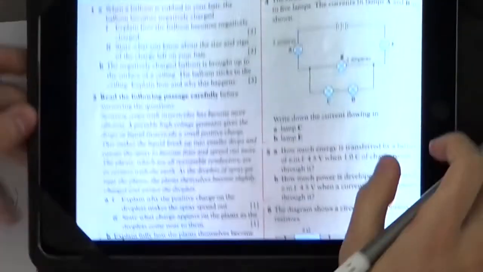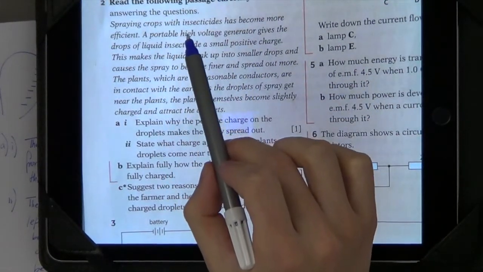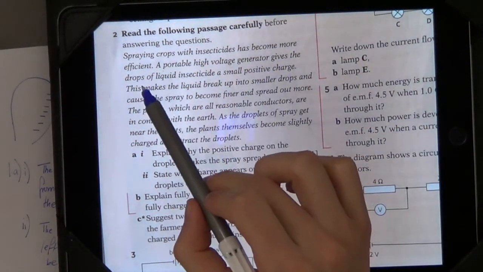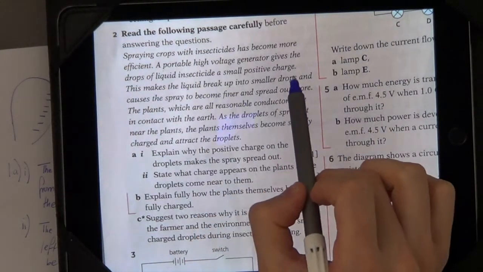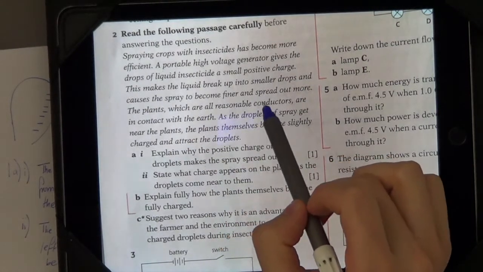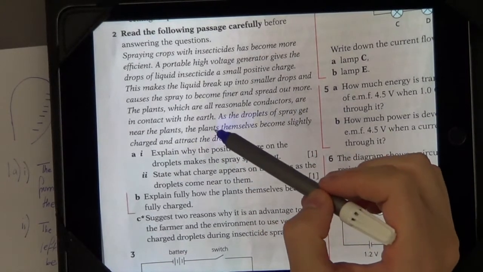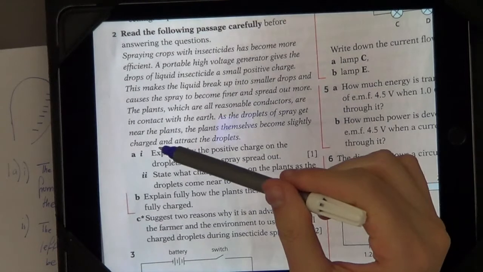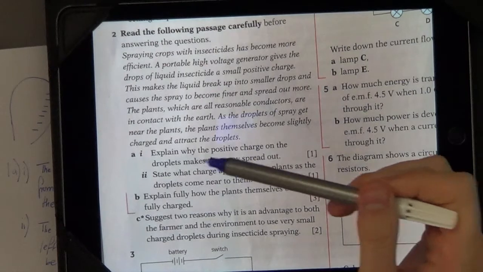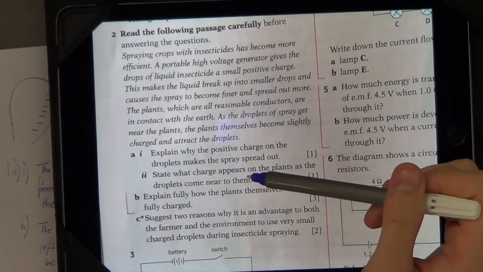Right, next question. It says, spraying crops with insecticides has become more efficient. A portable high voltage generator gives the drops of liquid insecticide a small positive charge. This makes the liquid break up into smaller drops and causes the spray to become finer and spread out more. The plants, which are all reasonable conductors, are in contact with the earth. As the droplets of spray get near, the plants themselves become slightly charged and attract the droplets. Explain why the positive charge on the droplets makes the spray spread out.